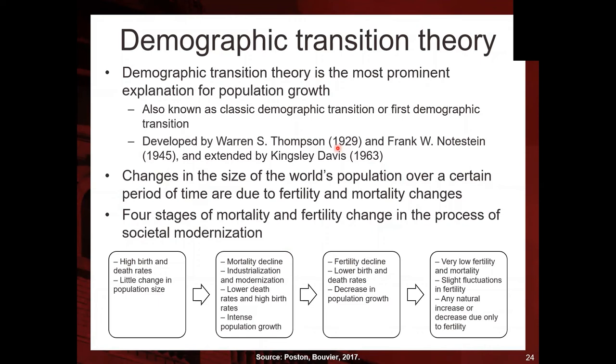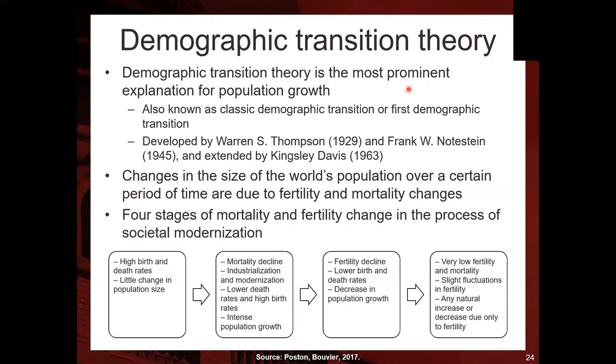But then you keep doing this until, in the 1920s, 1940s, and 1960s, we come with this major explanation of how our societies develop through time in terms of the demographic components, focusing more on fertility and mortality. So the demographic transition theory is the most prominent explanation for population growth. It is also known as the classic demographic transition or first demographic transition, developed by Thompson, 1922, and then Notestein and Davis developed even further, okay?